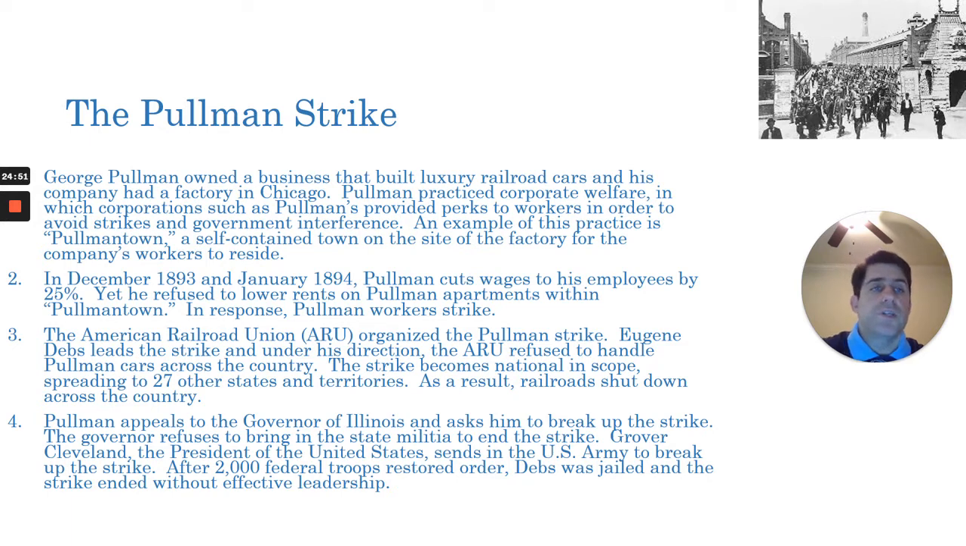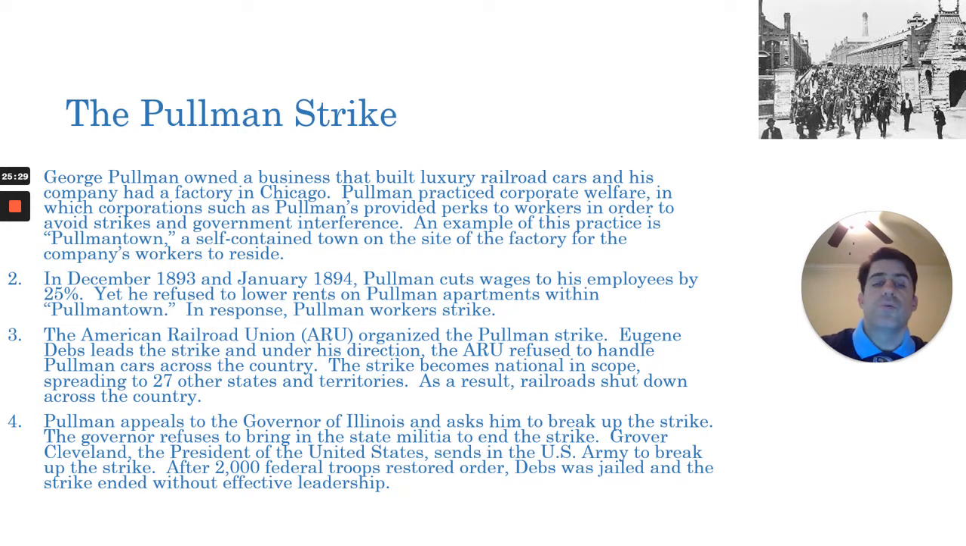Pullman, of course, is dismayed by what is happening to his business, and he appeals to the governor of Illinois, asking the governor to send troops in to break up the strike. The governor refused and would not send in the state militia to end the strike. However, Grover Cleveland, then the president of the United States, intervened. Cleveland ordered the U.S. Army to go to Chicago and break up the strike.